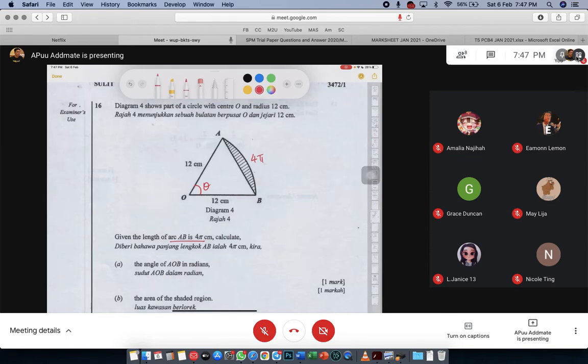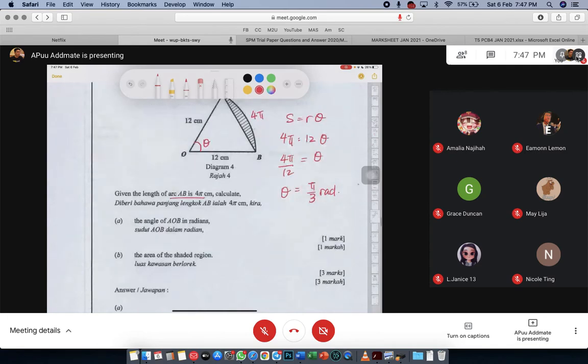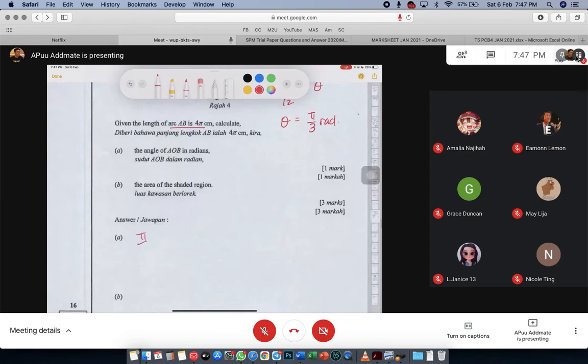Alright, so what I'll do over here is that I will say that my formula is S equals r theta. So S you substitute as 4 pi, equals to your radius is 12, and then your theta is what you want to find. So basically your theta is equals to 4 pi over 12. So theta is equal to pi over 3 radian. Okay, so that's your answer for A, pi over 3 radian. And that's it. So that's your answer for question A.